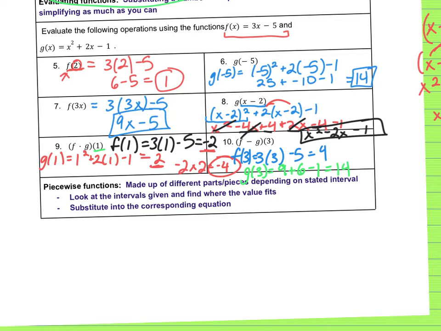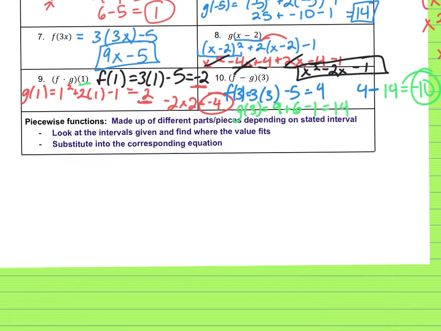And then we're subtracting f minus g. What's 4 minus 14? Negative 10. That's my final answer. Okay. Let me know if you have questions on that. We're going to keep chugging along here. We're almost done with section 1.